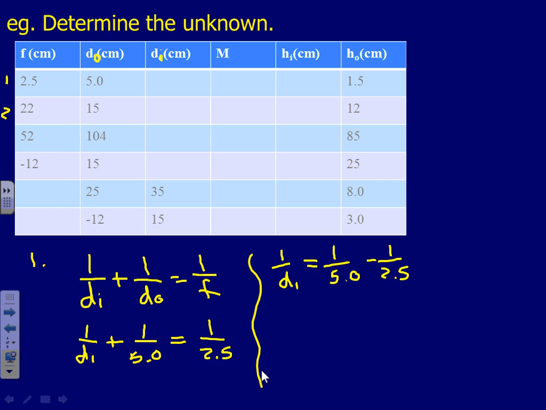What is your question? Sorry, I got it backwards. 1 over di is equal to 1 over 2.5 minus 1 over 5.0. Thank you very much. That's a good fix, because I was worried more about how we're going to make sure we get this right. Thank you.